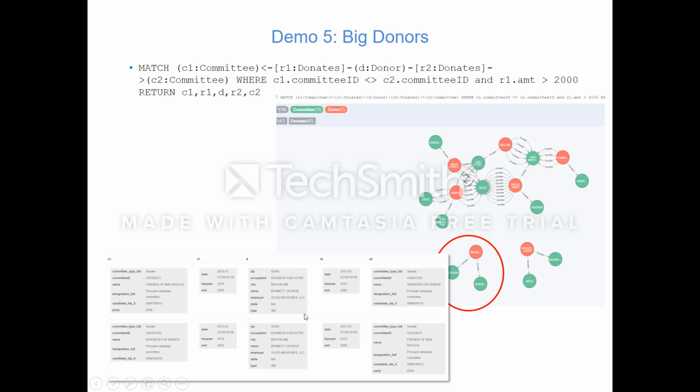And the bottom inset row view gives one line, or 2 lines for one person, showing how Mr. George Bennett here, a business executive, donated to the Friends of Max Baucus and also to Shaheen for Senate in 2013, this one.